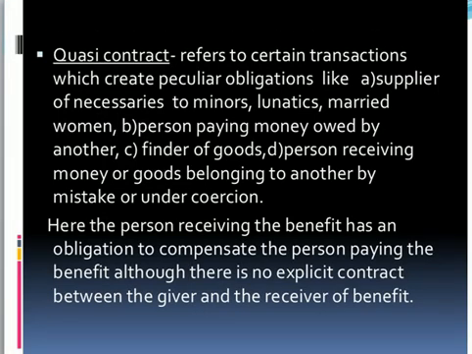So, Qiyasi contracts refer to certain transactions which create peculiar obligation like supplier of necessaries to minor, lunatics, married woman, person paying money owed by another, finder of goods, person receiving money or goods belonging to another by mistake or under coercions. Here the person receiving the benefit has an obligation to compensate the person paying the benefit, although there is no explicit contract between the giver and the receiver of the benefits. So such kind of contract is called Qiyasi contracts.